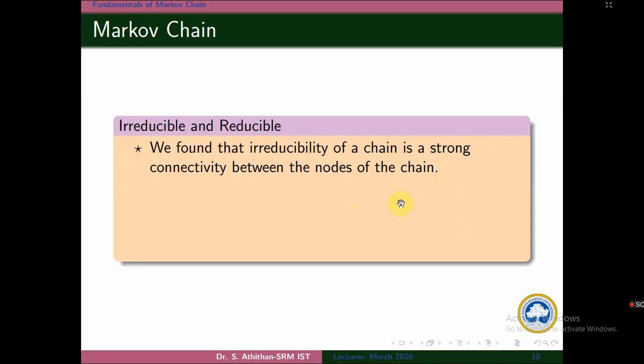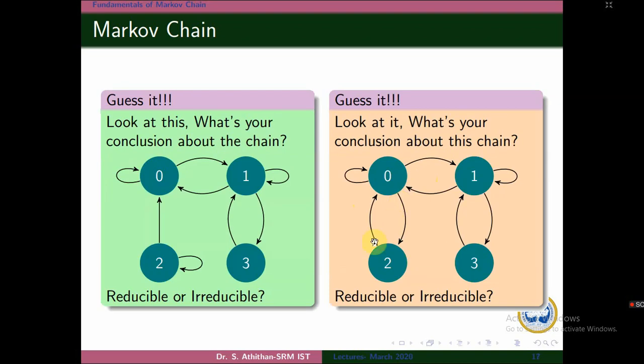Irreducibility, we found, is a strong connectivity between the nodes of the chain. So here there is strong connectivity between everyone, because from 3 you can go anywhere. But here, if you want to reach 2 from any one of these states, it is not possible. But 2 can communicate with anyone, because through 0 it will come in and communicate, but it will not get back to 2 again. So they will not be able to connect with them. So that's what strong connectivity is.